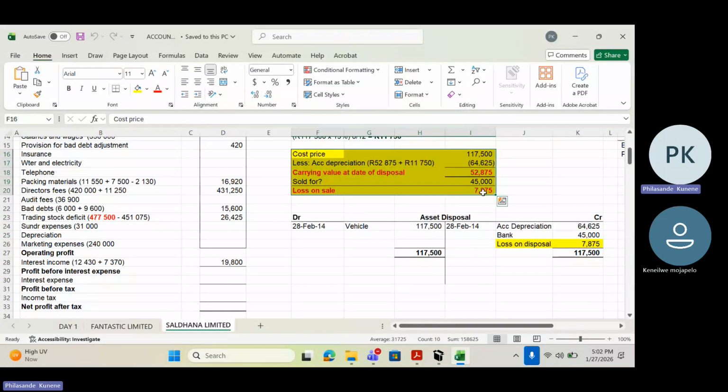You have to know it. This is just more like workings that you also need to understand. For you to be able to see that we made a profit or a loss on disposal of an asset, you need to take the difference between the carrying value and the selling price. That's when you will know: if the selling price is greater than the carrying value, we made a profit. But if the selling price is less than the carrying value, then we made a loss.